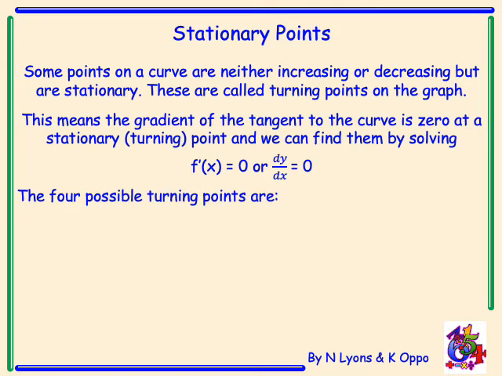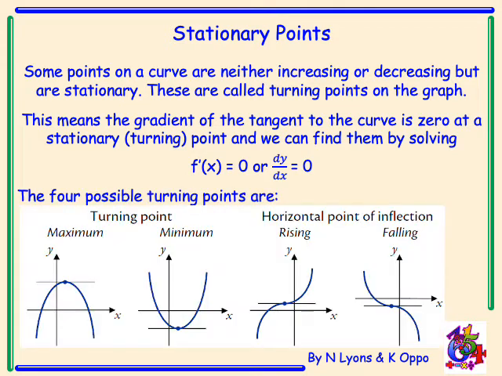Now there are 4 possible turning points, and we've already looked at maximum and minimum turning points. So today we're going to look at horizontal points of inflection. We can either have rising points of inflection or falling points of inflection. Let's get started with an example.